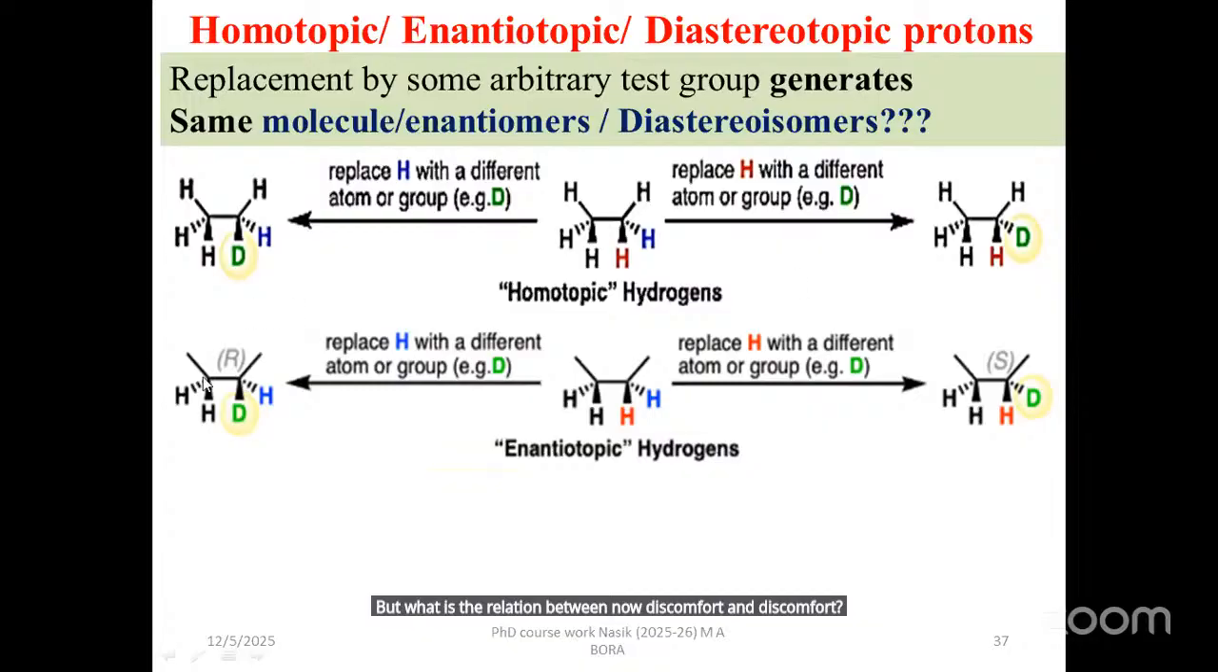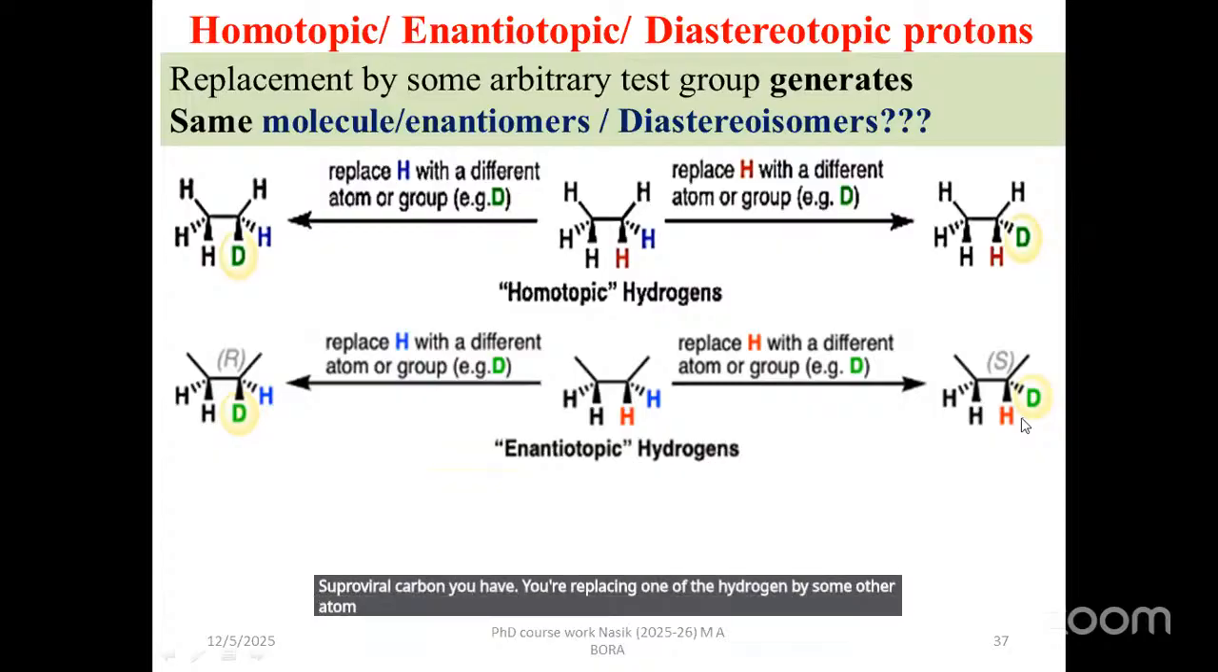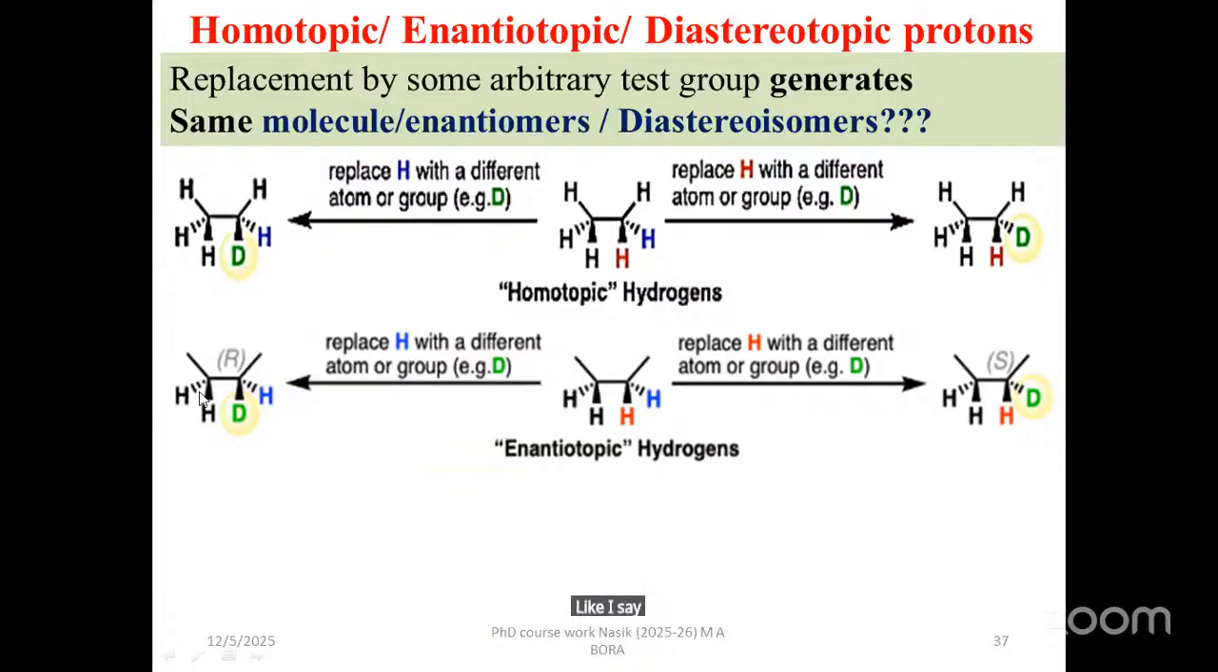Whenever you have a prochiral center, this center is called prochiral. What is prochiral? A prochiral carbon is something where, if you replace a hydrogen at the prochiral center, you generate a chiral carbon. So this carbon is called prochiral, or this is also prochiral. You are replacing one of the hydrogens by some other atom or group, let's say D. Here also you are replacing the same thing.